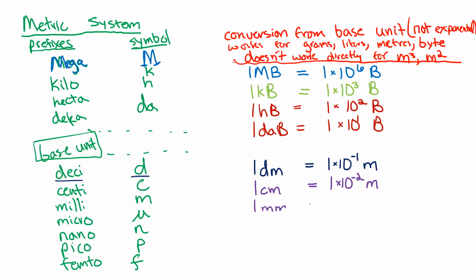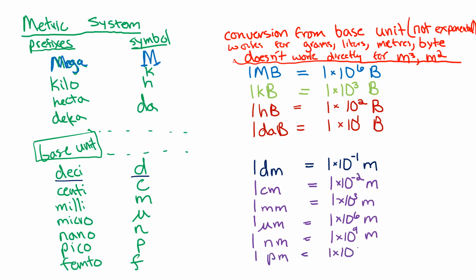1 millimeter is equal to 1 times 10 to the 3 meters. 1 micrometer is equal to 1 times 10 to the 6 meters. 1 nanometer is equal to 1 times 10 to the 9 meters. And 1 picometer is equal to 1 times 10 to the, oh, sorry, these should be minus, my apologies, minus 3, minus 6, minus 9, minus 12 meters. And 1 femtometer is equal to 1 times 10 to the minus 15 meters.